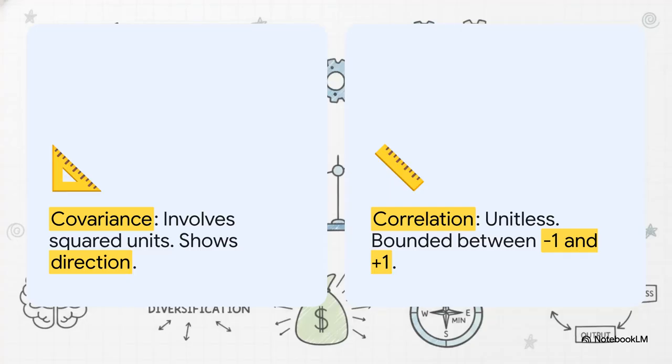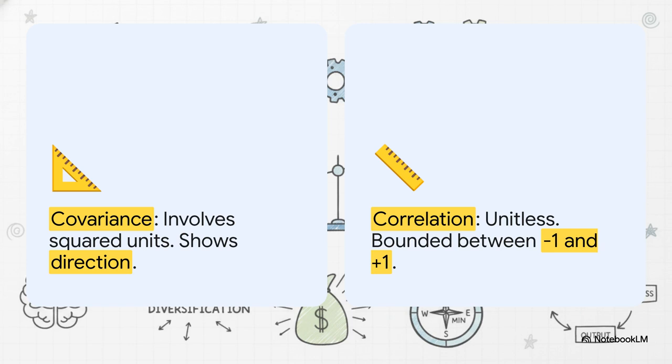And this comparison brilliantly illustrates why correlation is the go-to metric for day-to-day analysis. It strips away those weird, confusing squared units of covariance and hands us a pure, clean number bounded perfectly between -1 and +1. A correlation of +1, perfect lockstep movement. -1, perfect opposite movement. It tells us exactly what we need to know about how two assets behave together, no math degree required.